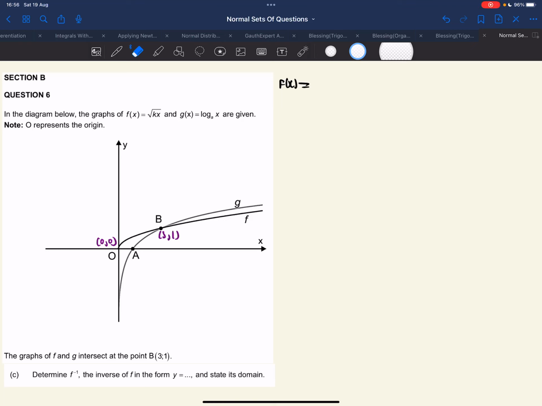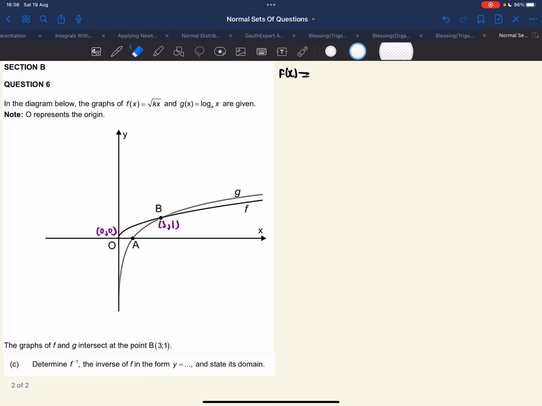Okay, right. So now we are dealing with question C. In question C, they say: determine the inverse of f in the form y and state its domain. Now, the first step before we can even try to determine the inverse of f, remember we have found that our k was equal to 1 over 3. So actually our function f of x is the square root of 1 over 3x.